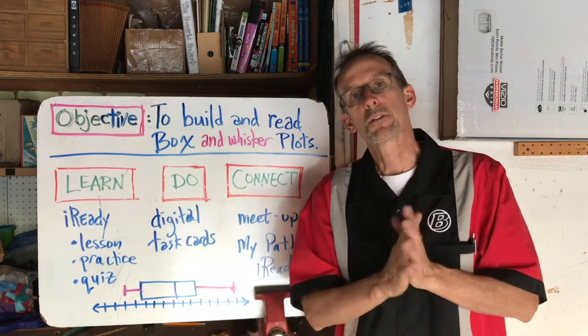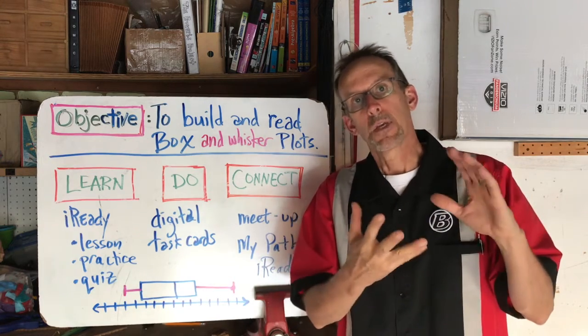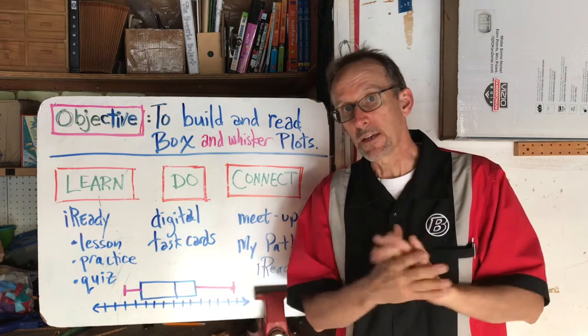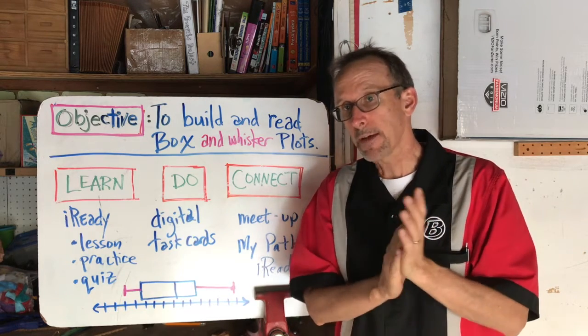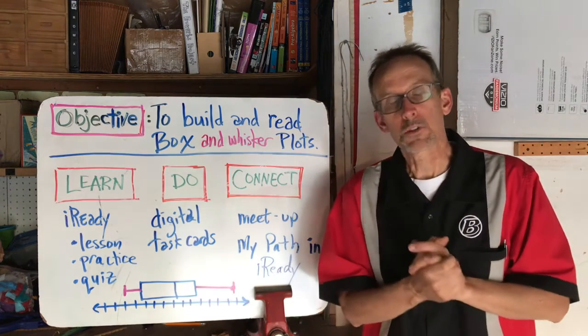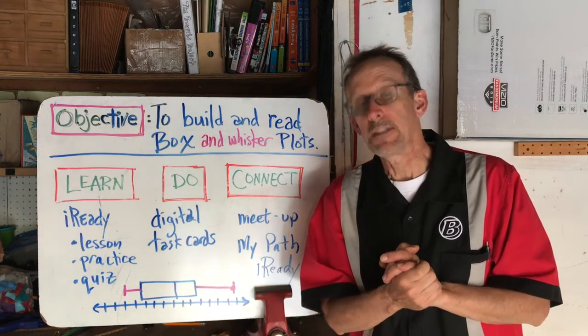Your due task is a Google form. It's got some problems there that ask you to identify accurately a box and whisker plot. And then of course we'll meet up and we'll talk about box and whisker plots next Wednesday.